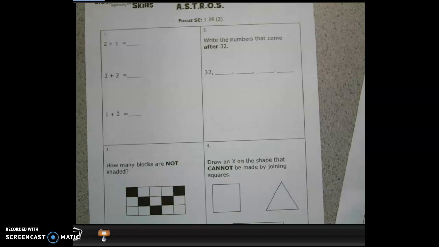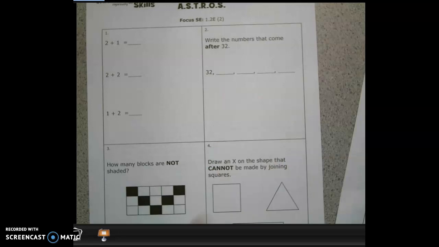Does after mean my numbers are going to get larger or smaller? Larger. So we're going to do the ones that come after, so they're going to go larger.